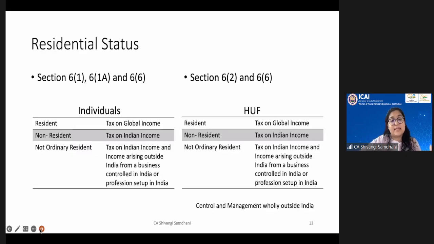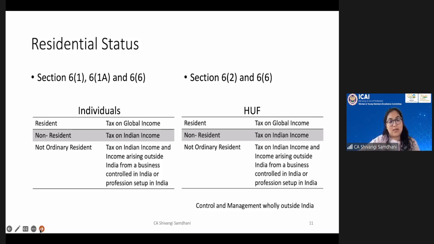Now, what is contained in these sections? These sections cover individuals, HUF, firm, AOP, company, all types of persons. I'm starting with individuals. Section 6(1), 6(1A) and 6(6) provide who will be known as resident. Resident, as we all know, is a person who stays in India. It is not restricted to a citizen of India or a person of Indian origin. We need to understand the definition which is provided under the income tax law.